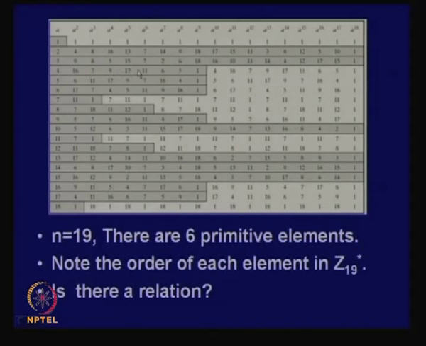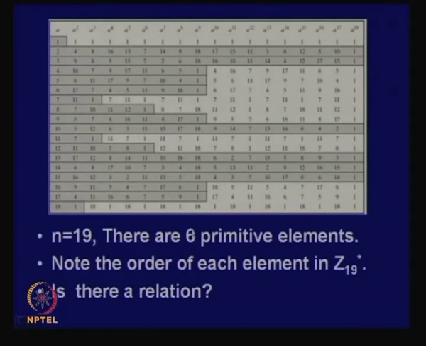Okay. So, you see that there are some elements for which the order is not equal to P minus 1, but smaller than P minus 1. But in this case, you will find that there are exactly 6 primitive elements. Why? Because this is one primitive element, this one, this one, this is another, this is another, this is another primitive element. So, how many primitive elements do you have? There are 6 primitive elements. Okay. So, can I justify why there are exactly 6 when n is equal to 19? Okay. So, we will try to see all these things.